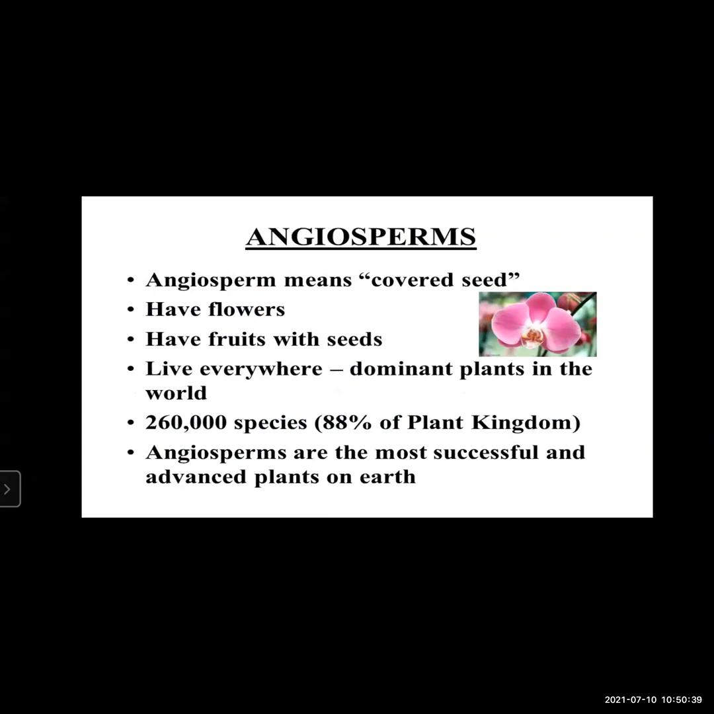They have flowers, have fruits with seeds, and these angiosperm plants or trees can live everywhere. They are dominant plants in the world. Around 260,000 species, that is 88% of the plant kingdom, are angiosperms. So you can imagine 260,000 species of the plant kingdom are angiosperms, and 88%. Angiosperms are the most successful and advanced plants on the earth.